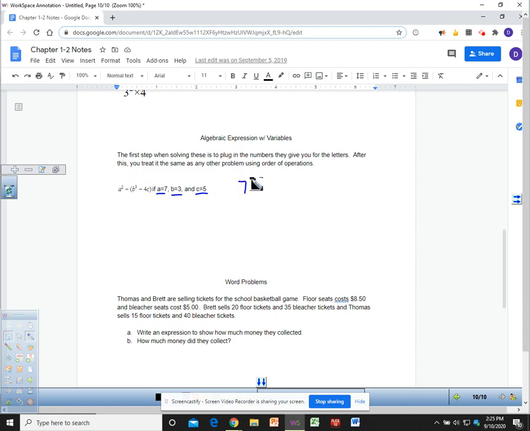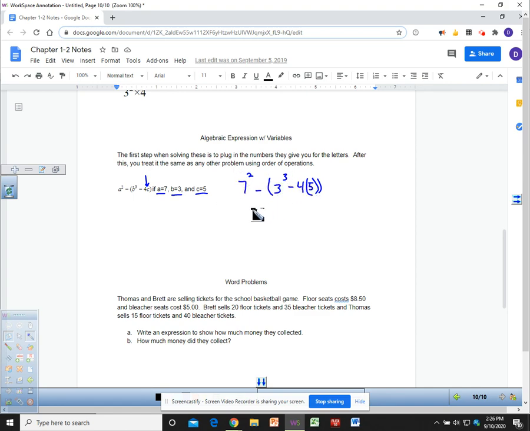So 7 squared minus parenthesis, that's something to the third, minus 4 times something. So B is 3. So there was a B right here. So it's going to be 3 to the third. And C is 5. So I'm going to put that right here. And now remember, if you have 2 numbers like this, 4C, that doesn't mean make it 45. That's 4 times 5 right there. So now we can start simplifying parentheses.